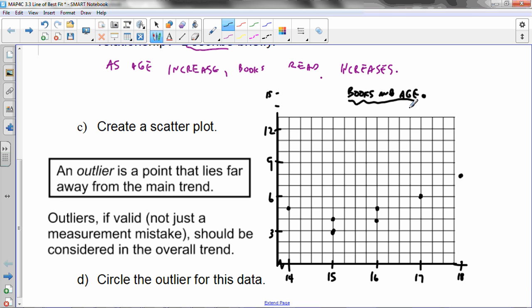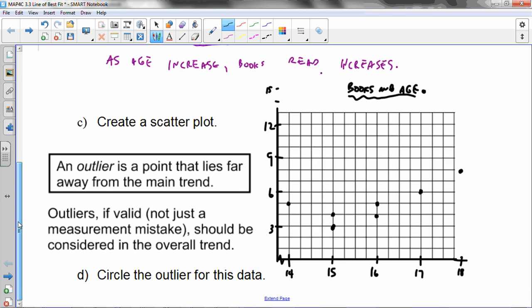Today what we're going to be talking about is drawing a line of best fit, or a trend line. It says an outlier is a point that lies far away from the main trend. Well, guess who that is? This person right there, right? Outliers, if valid, not just a measurement mistake, could be considered in the overall trend.